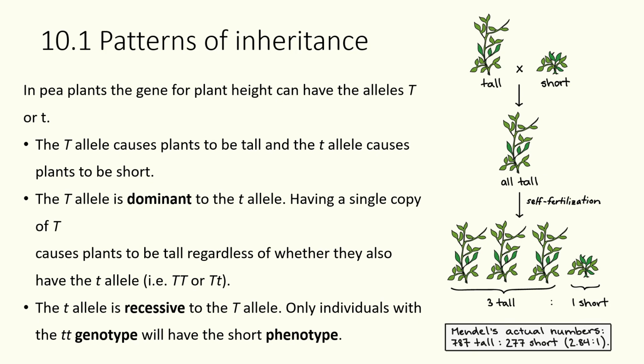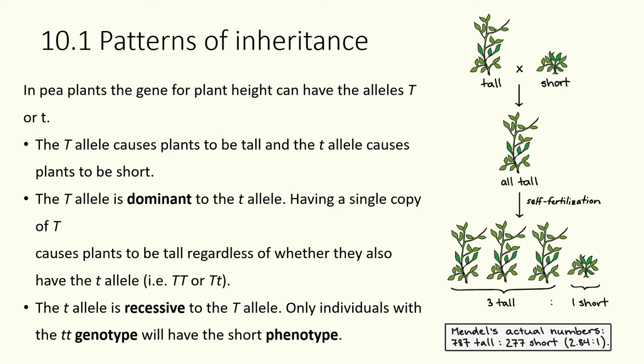So he found that the big T allele, the tall allele, causes the plants to be tall, the little t allele causes the plants to be short, and big T is dominant. So if any plants have a single copy of it, they will be tall, regardless of whether they have a short allele or another tall allele. Therefore, little t, the short allele, is the recessive allele, recessive trait.